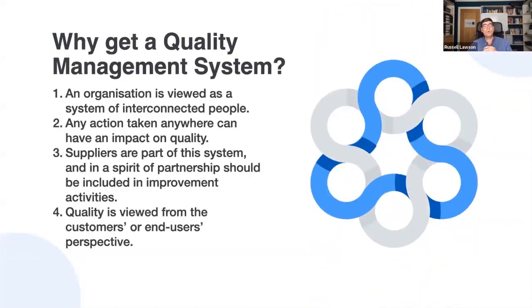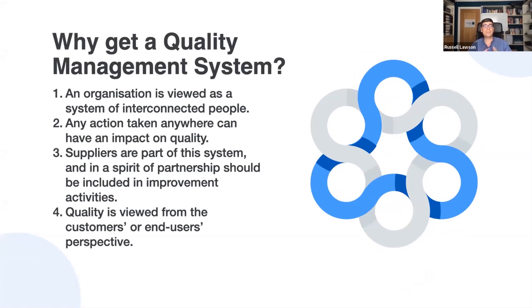So the next question is, why get a quality management system? Well, quality management adopts the perspective that all parts of an organization and all its employees can have an impact on quality. So although errors of those in direct contact with customers may be, if you like, more instantly recognizable, errors made by those who have only an indirect role can also have a serious impact on quality.